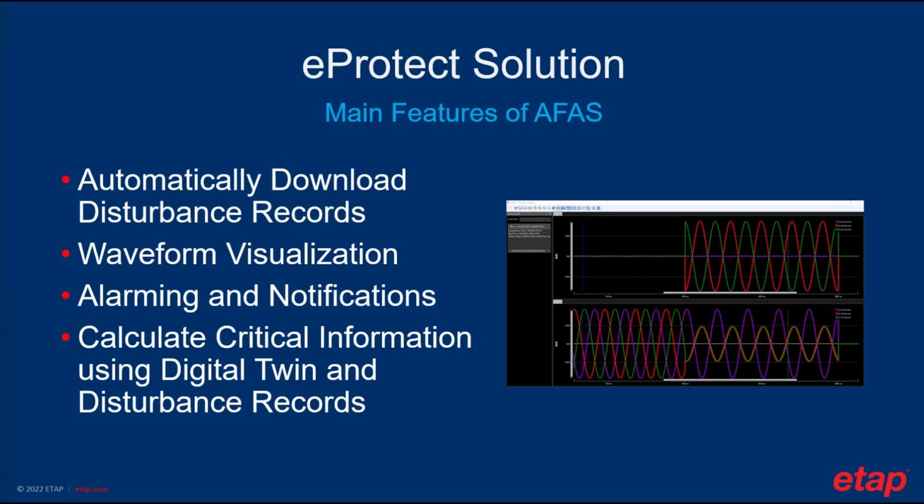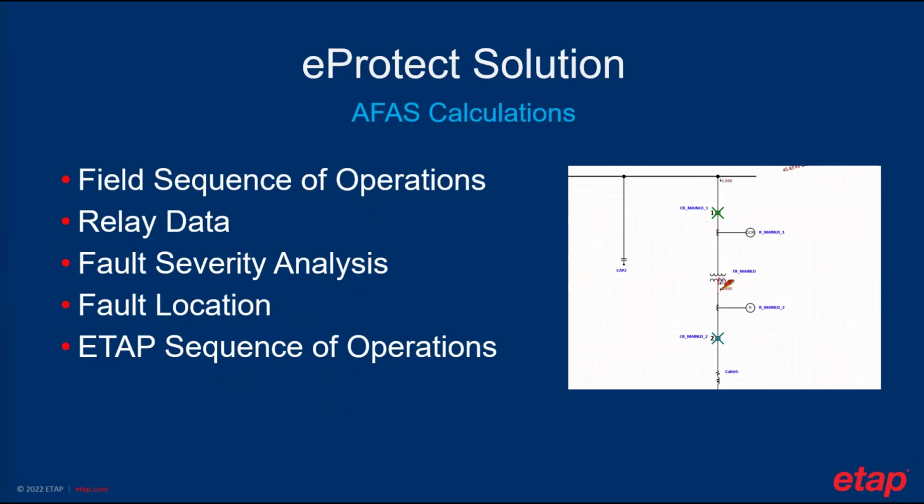So we basically run back the fault currents, the fault voltages, and all the other critical information associated with the fault, bring that into the ETAP model and determine where the fault is, what type of fault it is, what was the correct protection operation, and what actually happened in the field. And you can make a lot of very important decisions based off of that information. So here we can see for the AFAS calculations your field sequence of operations, relay information, fault severity analysis, fault location, and the ETAP sequence of operations, and I'll go through this in the live demo.